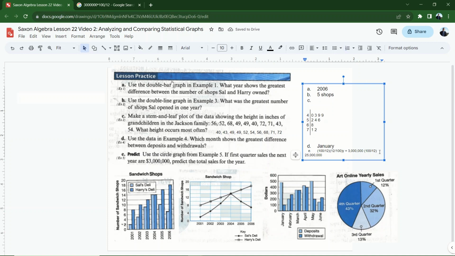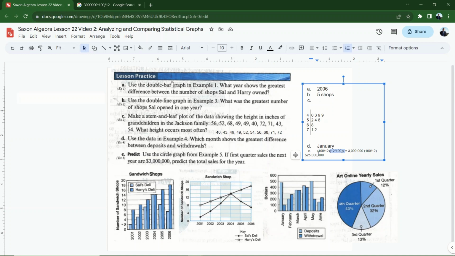Okay? Once again, how did I get that? Well, I know the first quarter pie is 12% of the total. So what I did was I took 12% of the total for the year equals what was given in the problem as the first quarter total, 3 million. Now to solve for the year, I just get Y by itself, 25 million. That is how we do it.